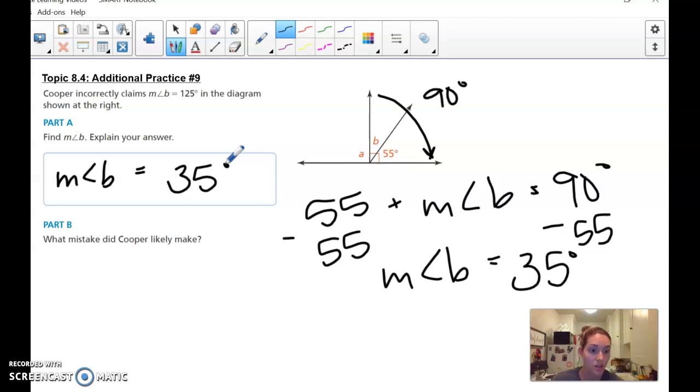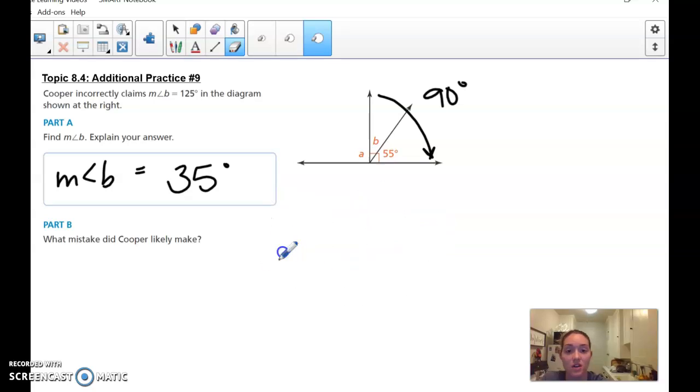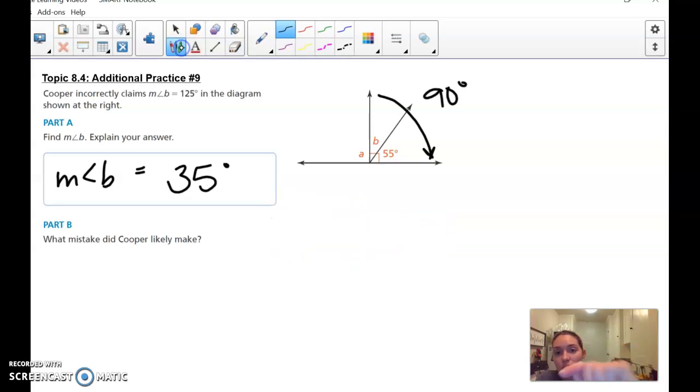I just explained my answer verbally, but you guys should be writing yours in sentences. See if you can explain why you know that the measurement of angle B is 35 degrees. And then it says, what mistake did Cooper likely make?